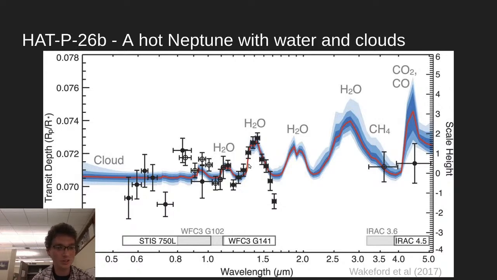There's no real solid surface, so it's not interesting if we're looking for life in liquid water. But this does show us that there's some water in this atmosphere. We can also look at optical wavelengths, at visible light, and this spectrum is very, very flat. And this, we think, is because of clouds.